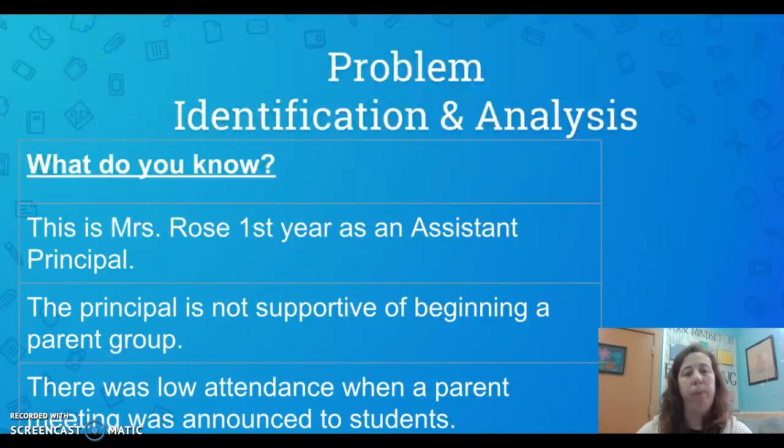Category 1. First step is we're going to do problem identification and analysis, and we're going to identify what we already know. The first thing we know is that Miss Rowe is a first-year assistant principal. We also know that the principal is not supportive of beginning a parent group, and thirdly, that there was low attendance when a parent meeting was announced to the students.